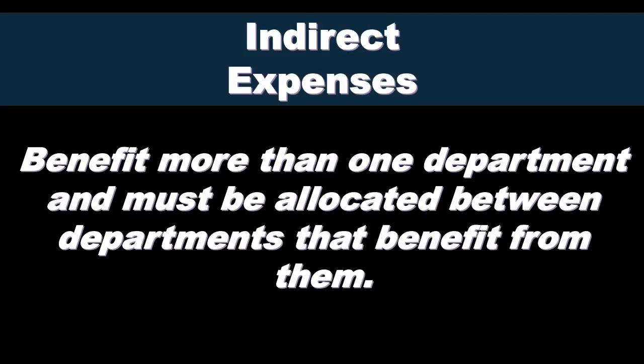However, we also have indirect expenses. Indirect expenses benefit more than one department and must be allocated between the departments that benefit from them. These are the ones that are going to be more complex for the accounting department. We've got multiple departments that all have their own costs specific to them, but there are also costs that are needed by the departments but used by multiple different departments. Those costs are going to be more difficult.